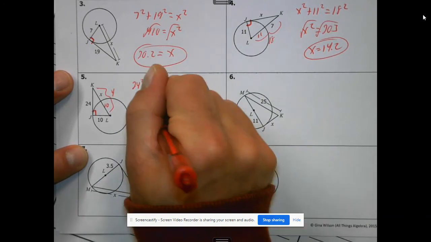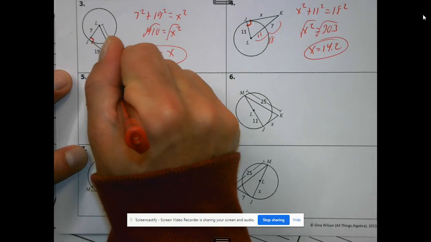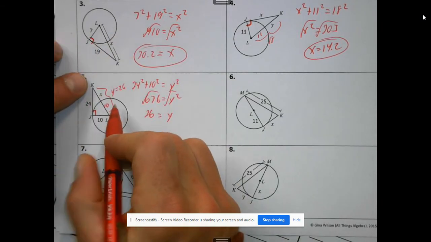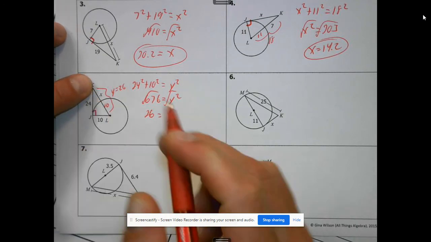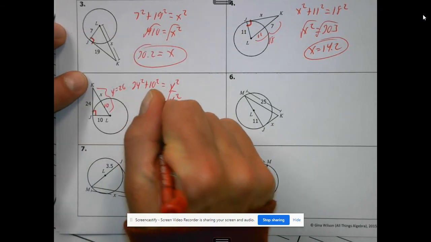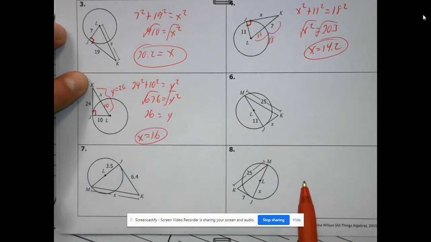Okay, now here's why I did that. So this whole piece over here is 26, right? Well, I've got 10 of it right here. So if I take that 26 minus that 10, what's left for this piece? That'd be 16. So x would equal 16, and that is your answer.